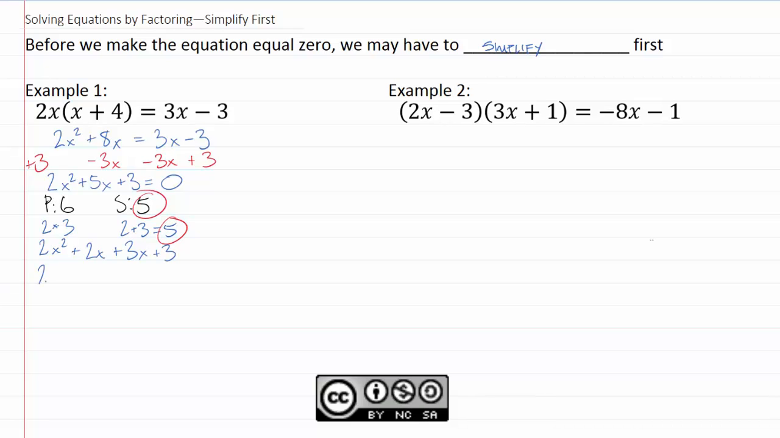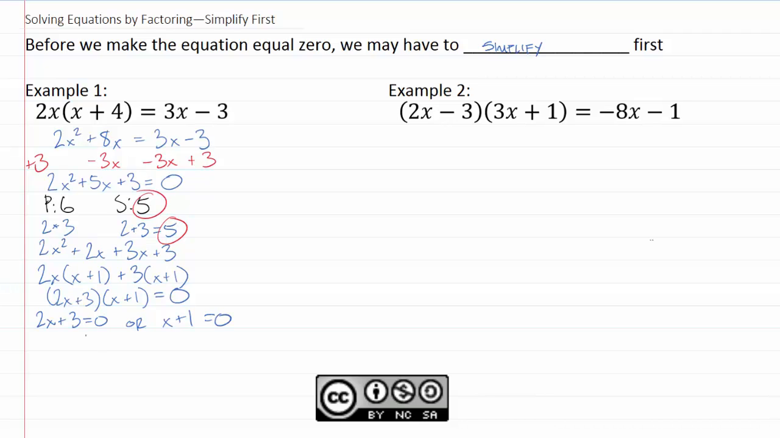And then we can factor 2x out of the first two terms. You get x plus 1. You can factor 3 out of the last two terms. You get x plus 1. And then you get 2x plus 3 times x plus 1. We know this equals 0. If we know this equals 0, we set each factor equal to 0. 2x plus 3 equals 0, or x plus 1 equals 0.